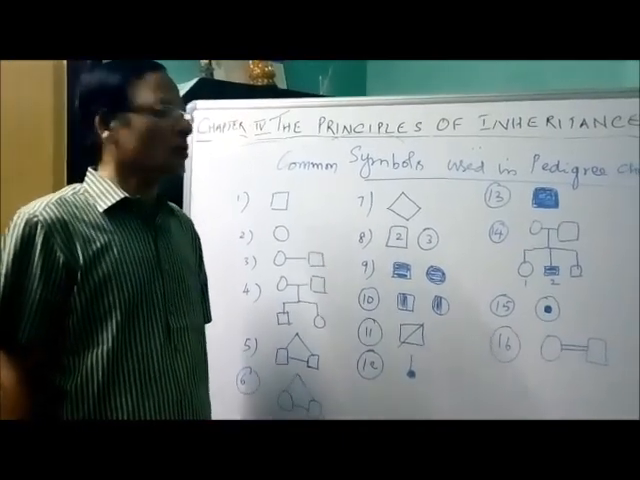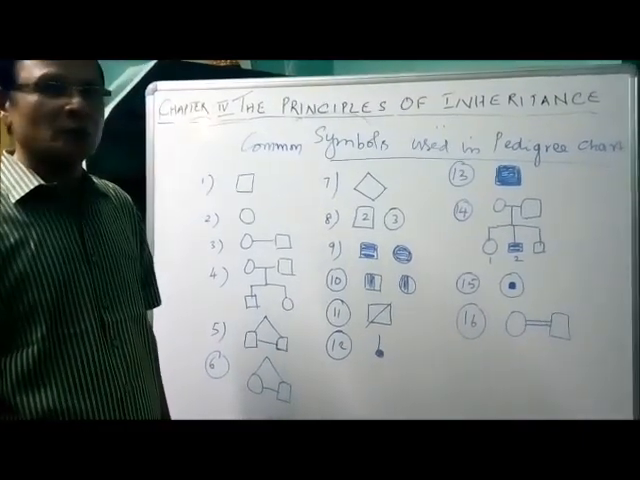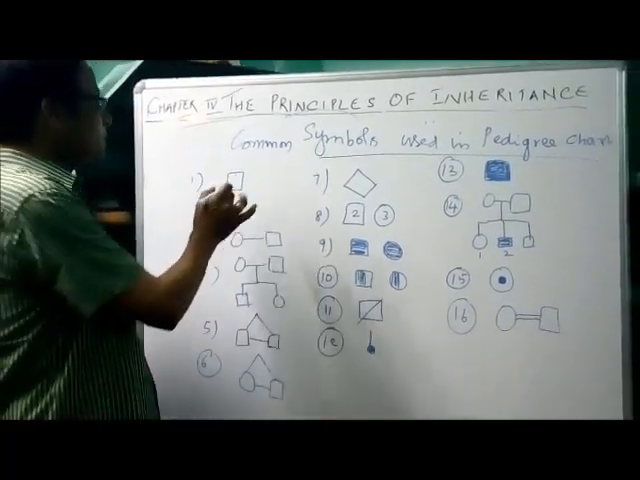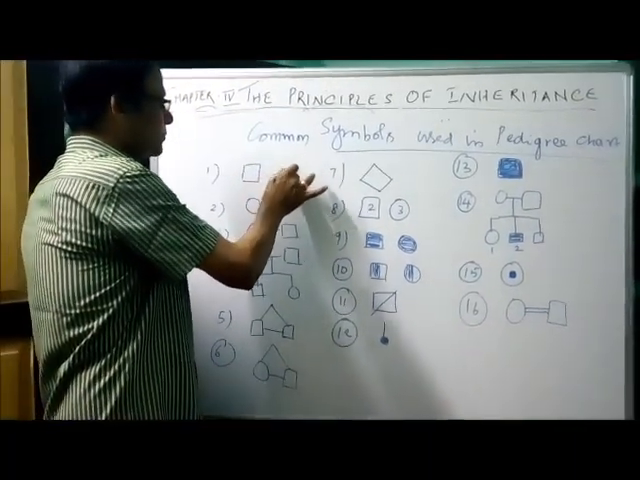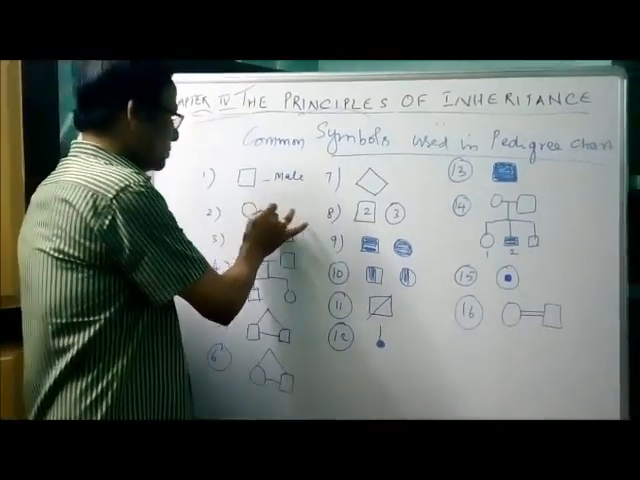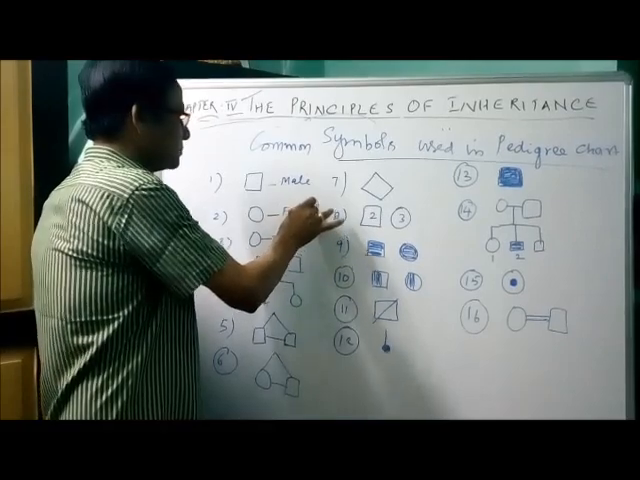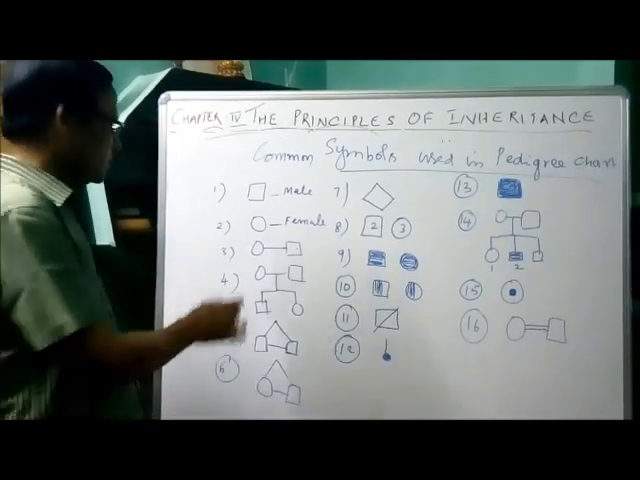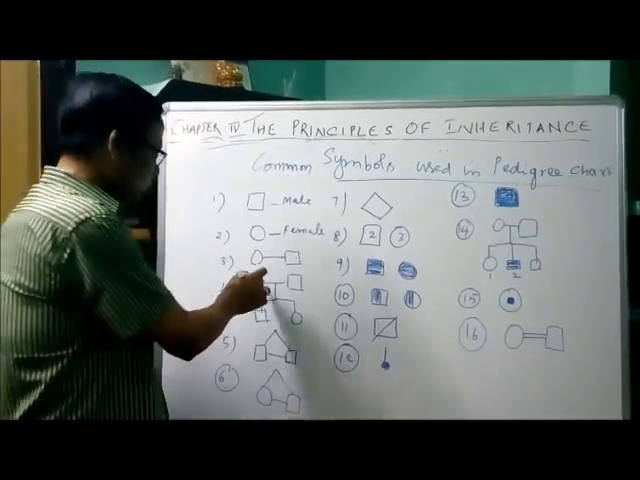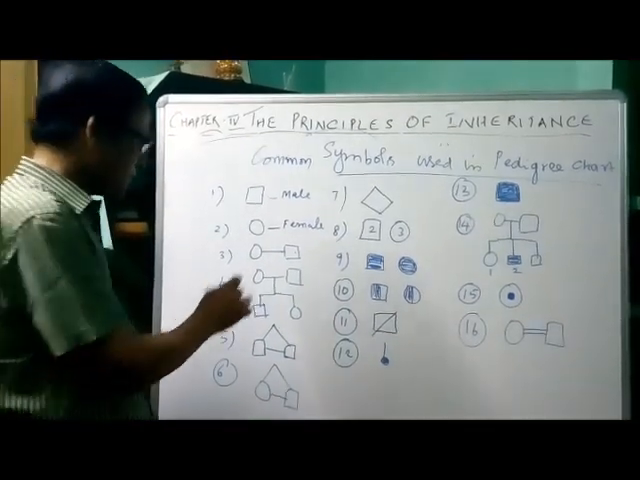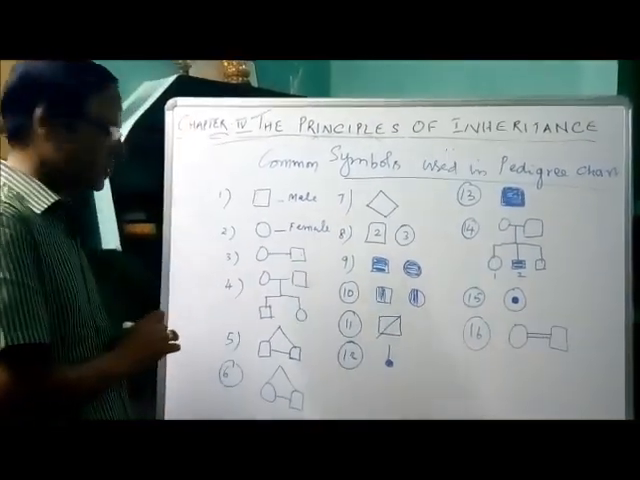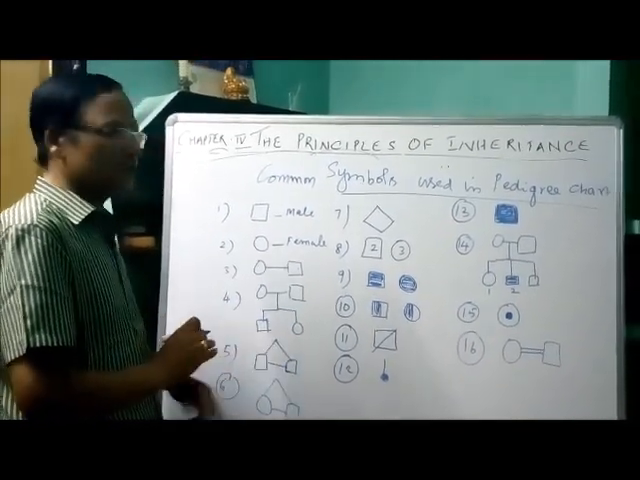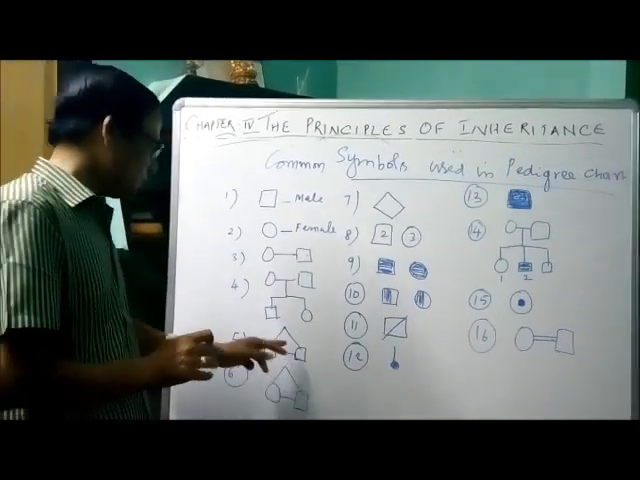As students, the common symbols used in a pedigree chart, we have seen somewhere also, but in our syllabus the following symbols are given. To represent the normal male, this is a square. Normal female, this is a circle. Then to show the mating, a marriage, female and male. The next one, the mating, these two are the parents. They give birth to young ones, here two young ones, one boy, one girl.